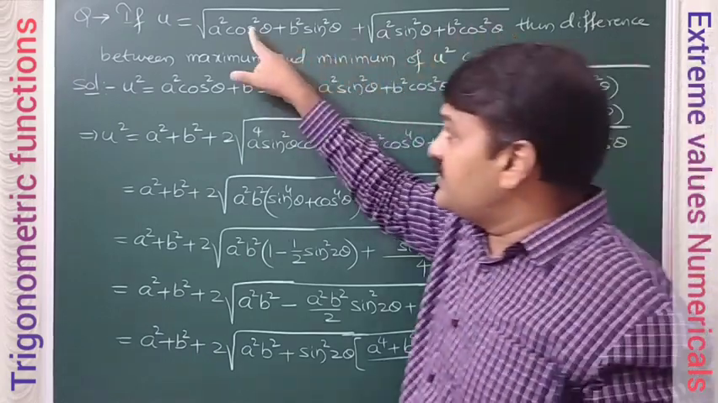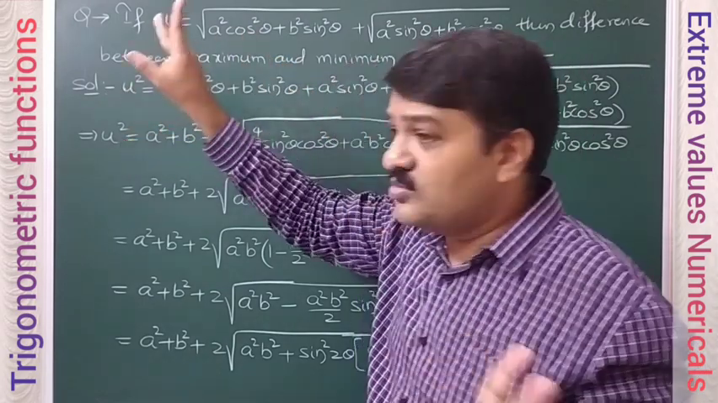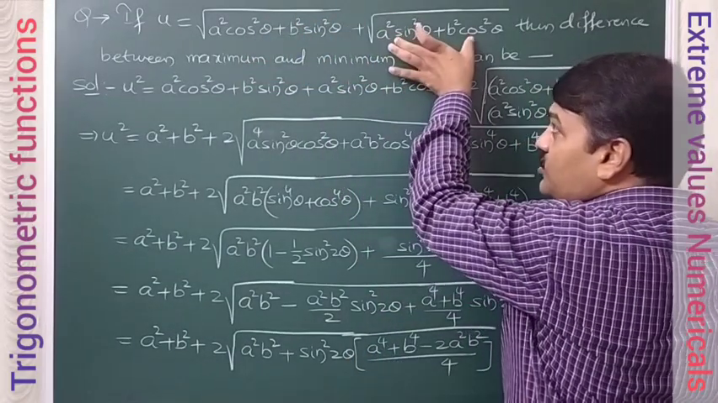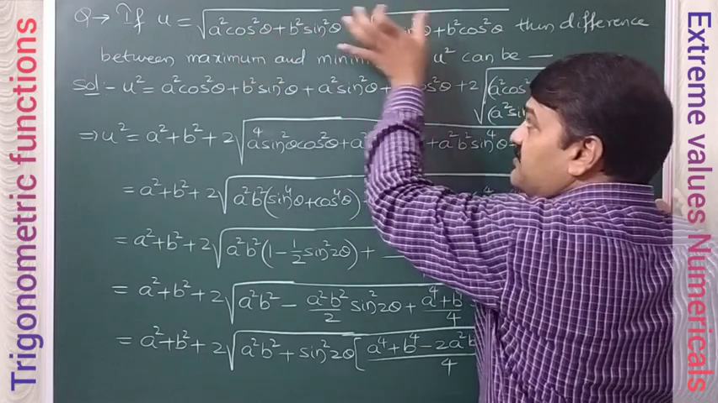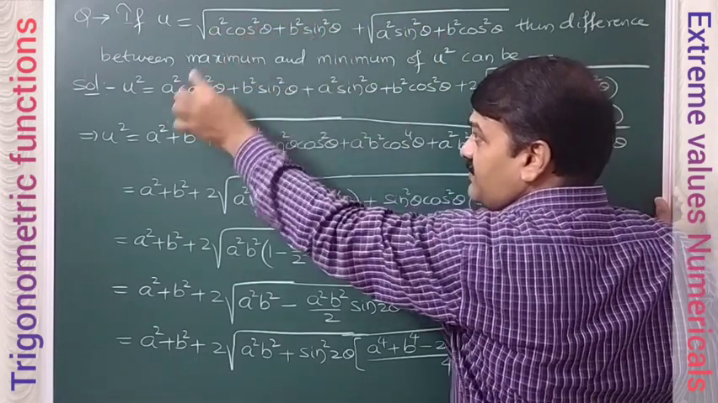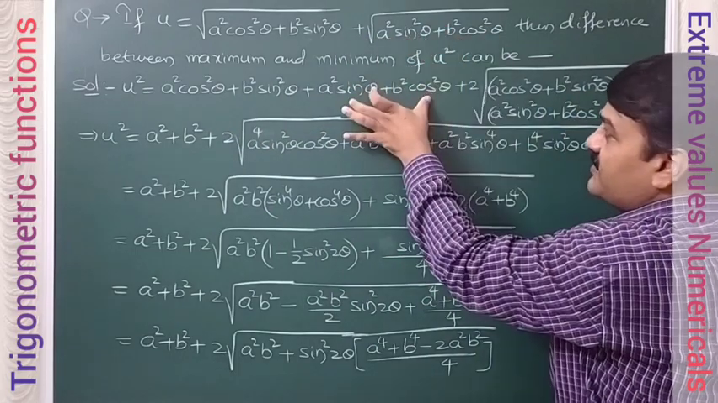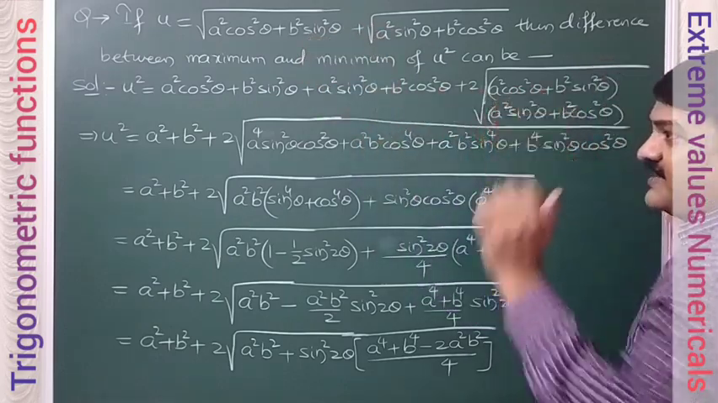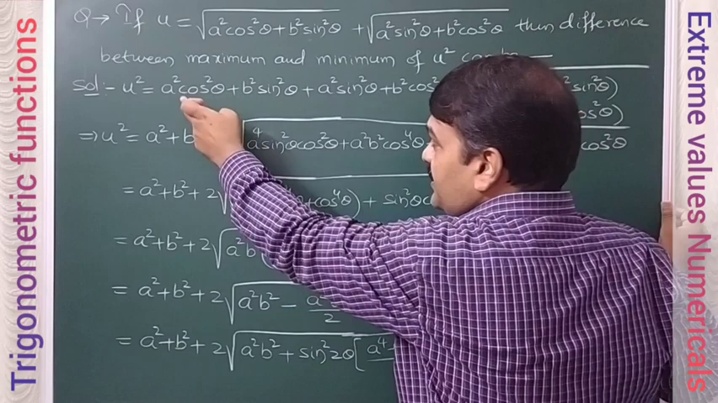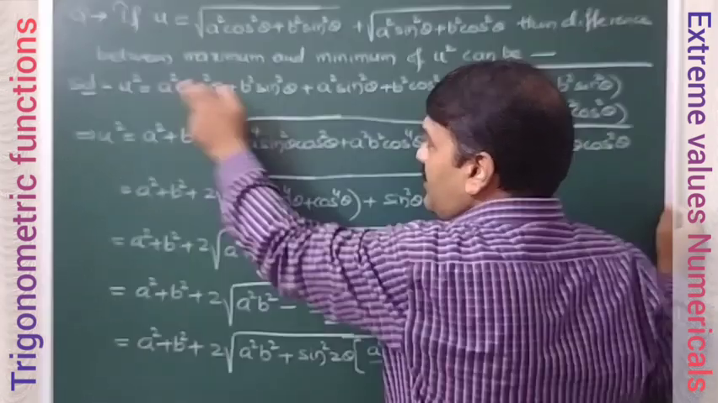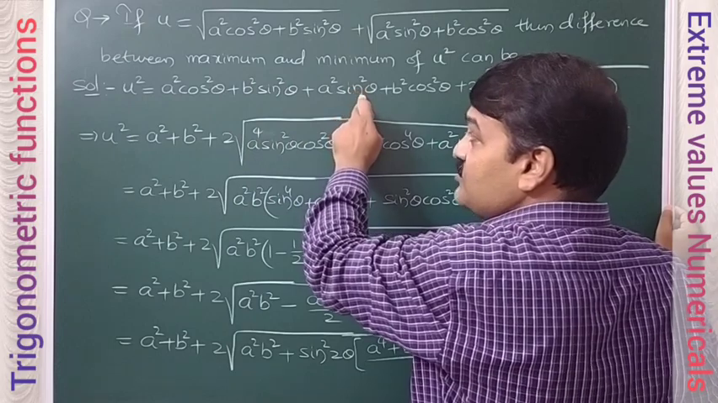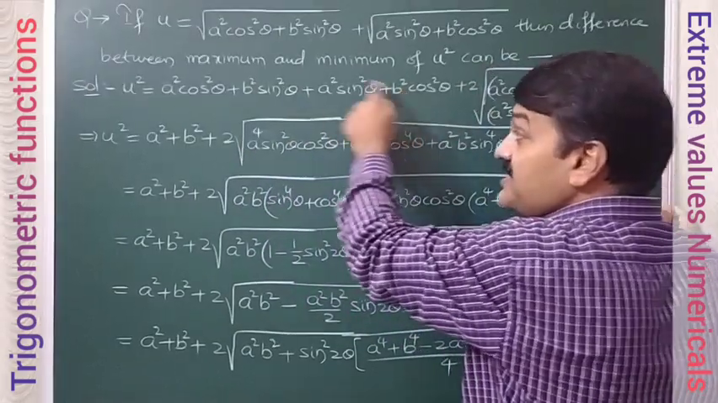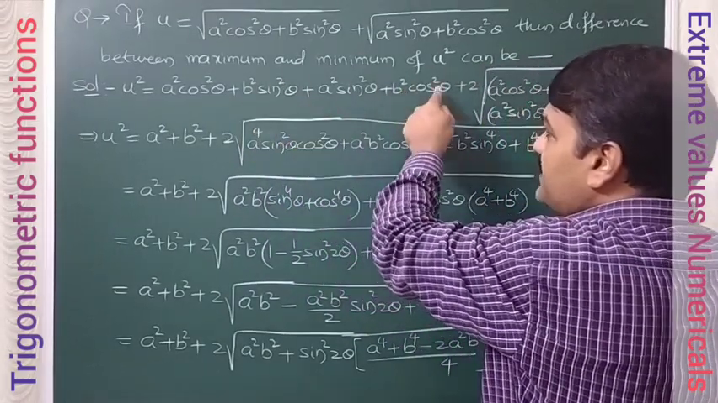Taking this given equation and squaring on both sides, we get u² is equal to the (a + b)² model. So using the (a + b)² formula: a² means the square of this, plus b², the square of this, plus the 2ab term. So we have written a² + b² + 2ab model. Next, in these two terms, if you take a² common, cos² θ + sin² θ is 1. In these two terms, b² common, sin² + cos² is again 1.